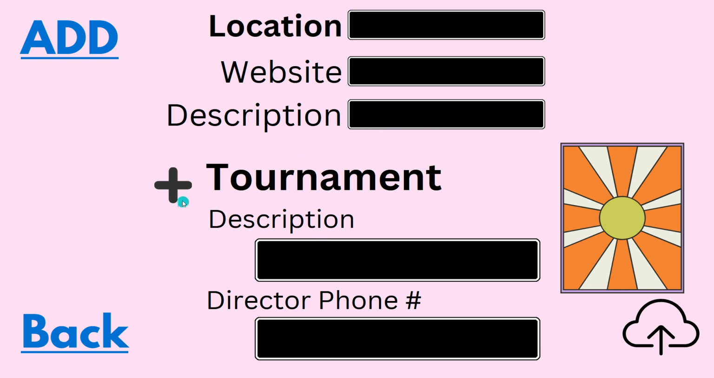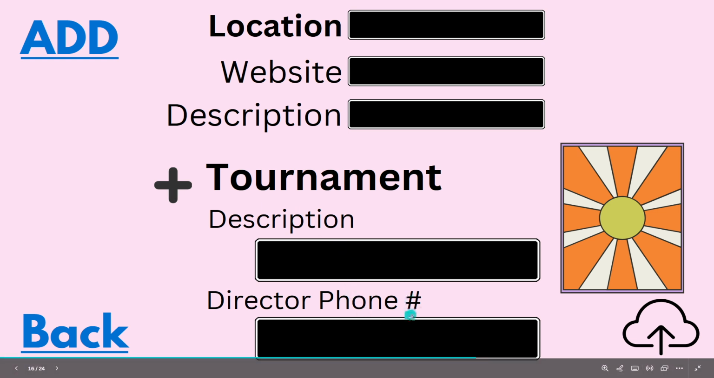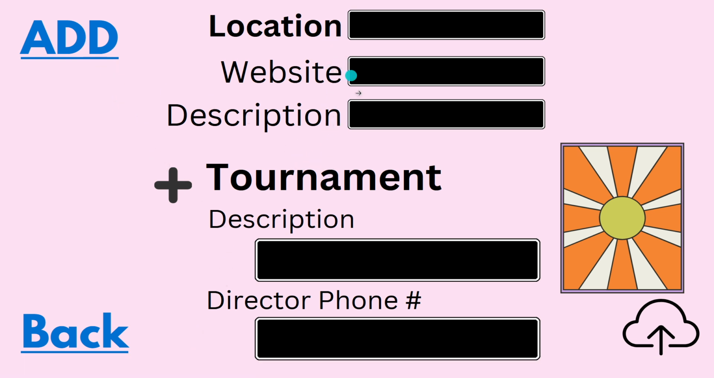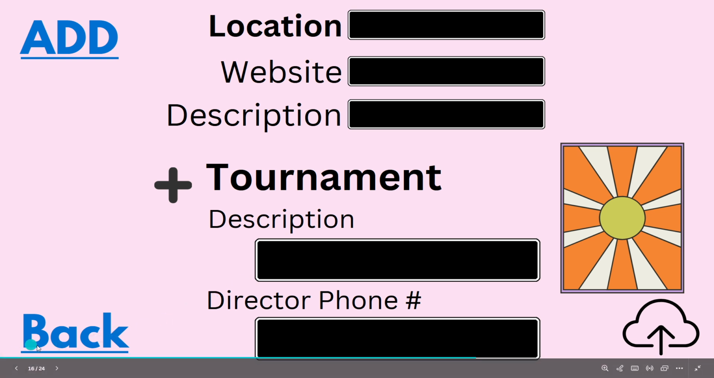If there was a tournament you wanted to add, you could hit add here, tournament description. Some of the information would be loaded. You would scroll down and enter the start time and whatnot. You'd be able to upload a flyer there and then click add. It would save it as a location with a tournament.